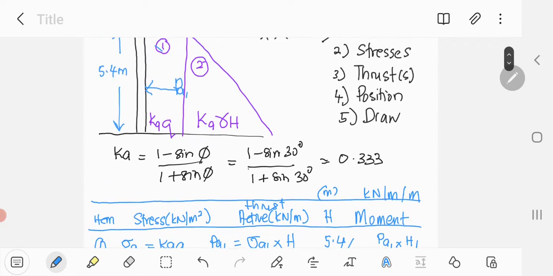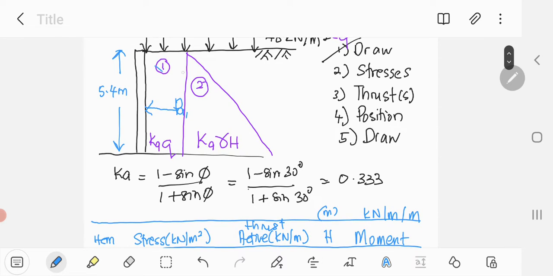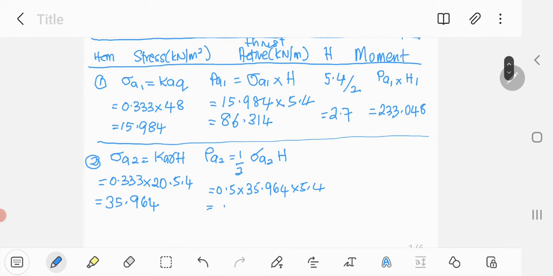Okay, let's observe item number 2. What will be the shape? This is the rectangular section, and this is the triangular section. So the area will be half times base times height of the triangular section. So PA2 will be half stress A2 times height. So put in the values and then find the answer. So we get about 97.103.